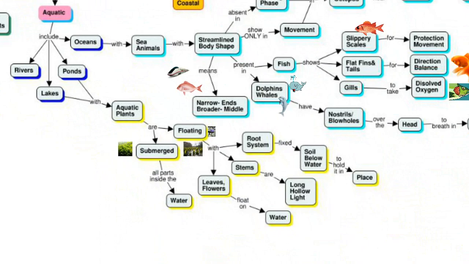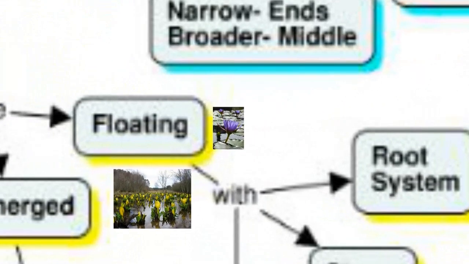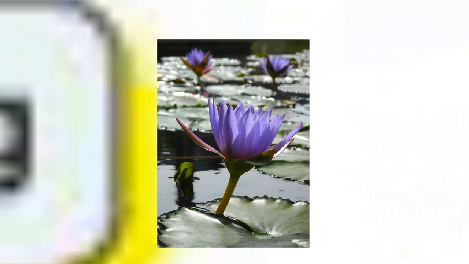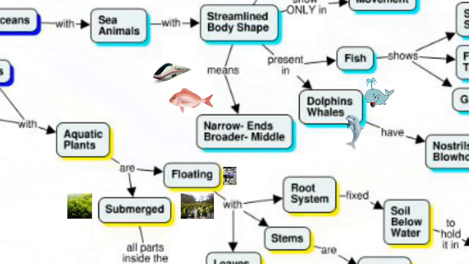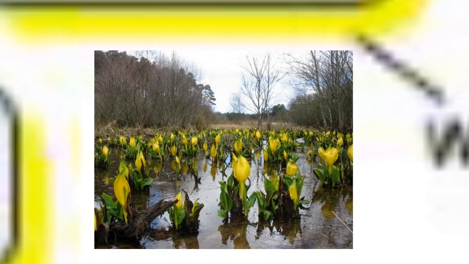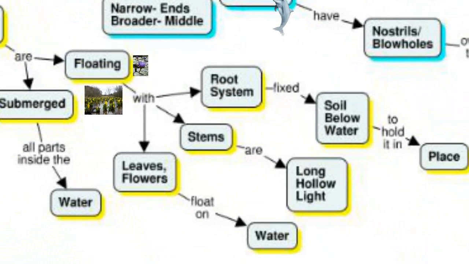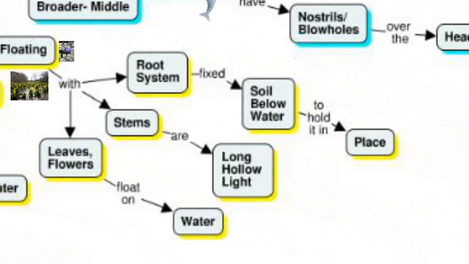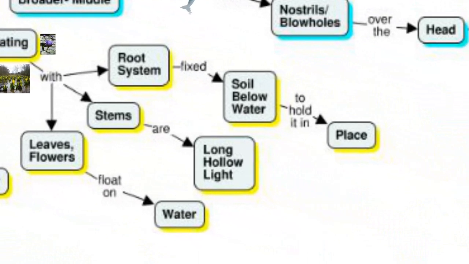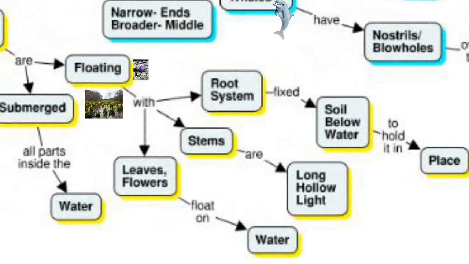Now we will talk about the floating plants. Floating plants have root systems which are fixed into the soil below the water, to hold them in place. And the stems are light, hollow and very long. And they have leaves and flowers floating on the water, like this flower.